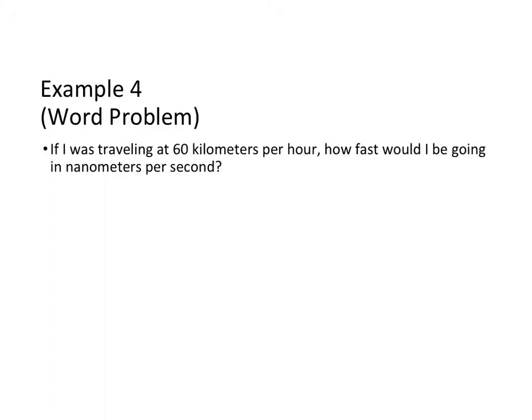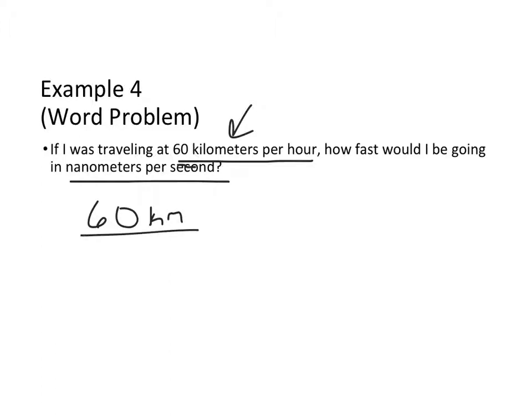All right, this last one is a word problem, so you have to read the question and then pull the information out of it. So if I was traveling at 60 kilometers per hour, so right there, that's something important. So let's underline it. So 60 kilometers per hour. How fast would I be going in nanometers per second? So my given is right there. So let's write that like we've seen the other problems. So 60 kilometers per, with a division bar and hours on the bottom. And I want to change that to nanometers per second.